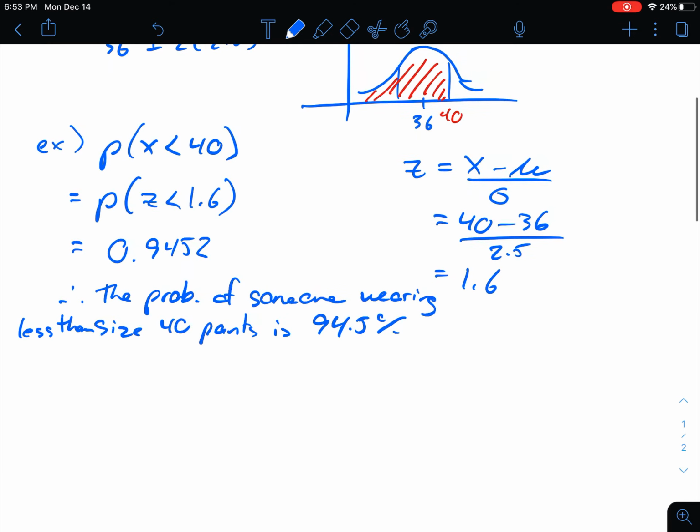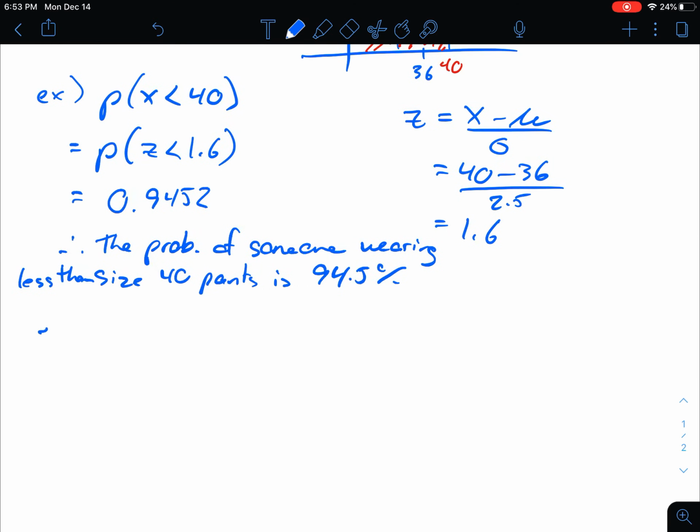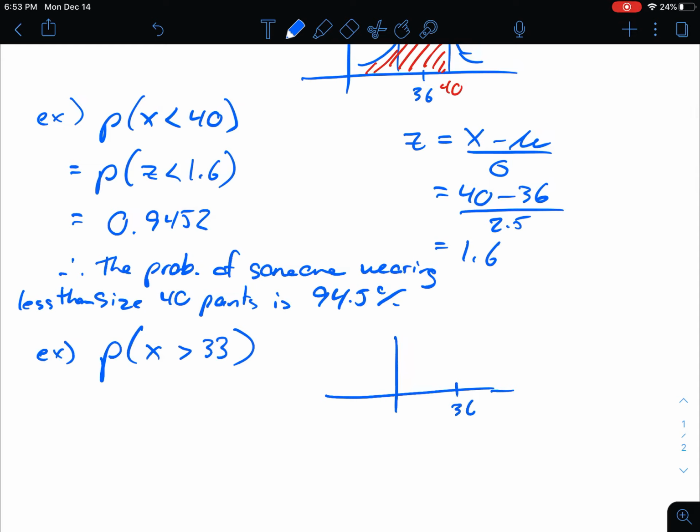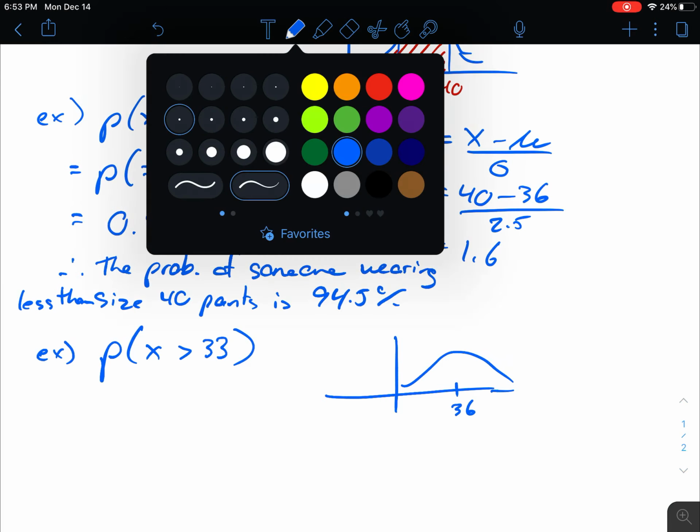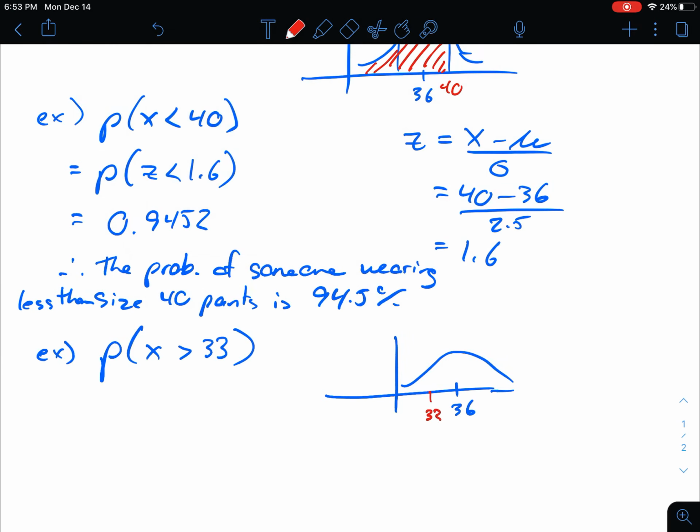Now, what if you want to do a greater than sign? Greater thans are a little bit more difficult, but not by much. So let's say I want to know the probability of somebody, so x being greater than 33. So somebody being greater than 33 inches. Now again, if we look at our normal curve here, our mean is at 36, so it's going to look kind of like this. And 33, I'll do in red. 33 is right here somewhere. And what we're doing is greater than 33. We're doing the right side here.